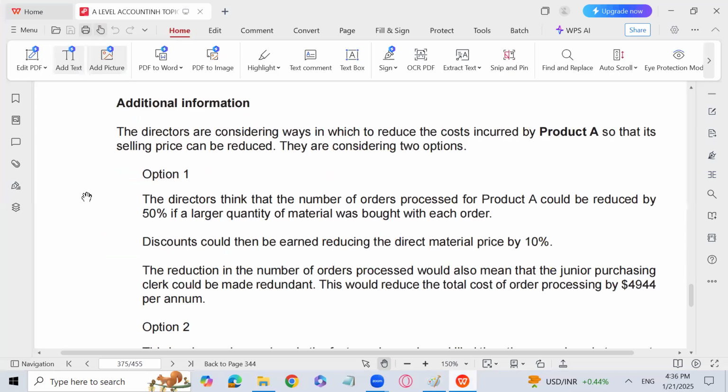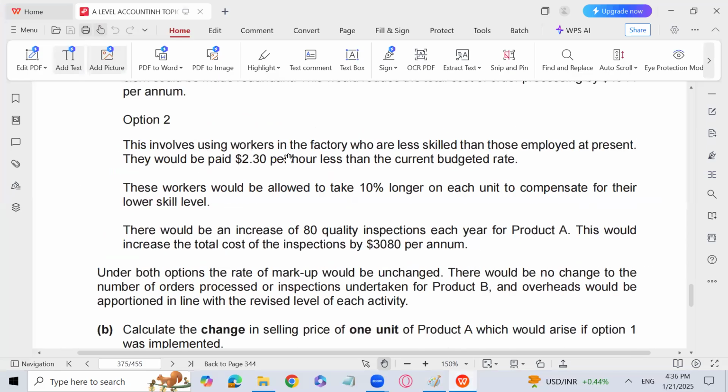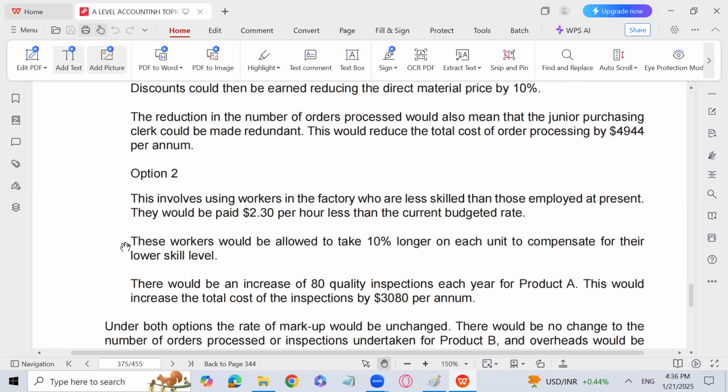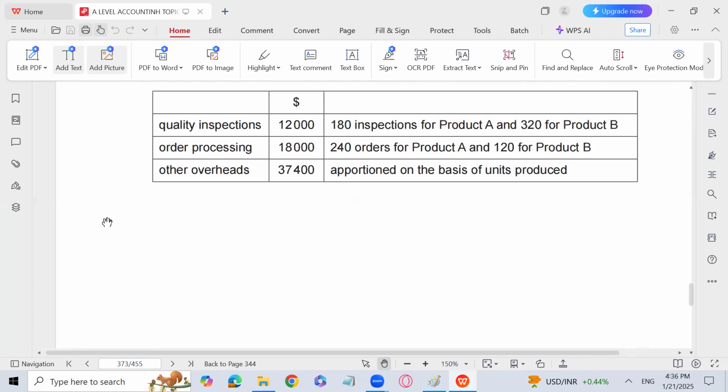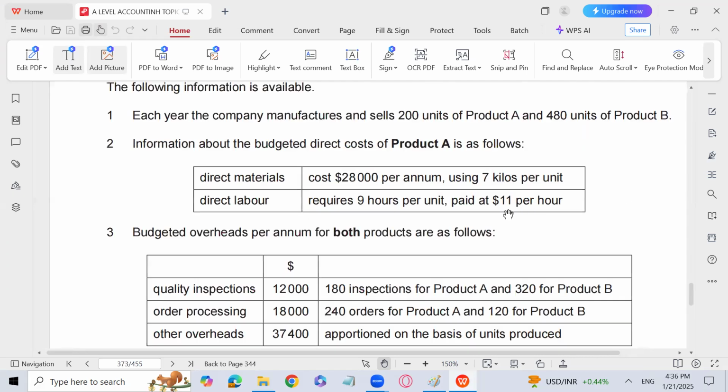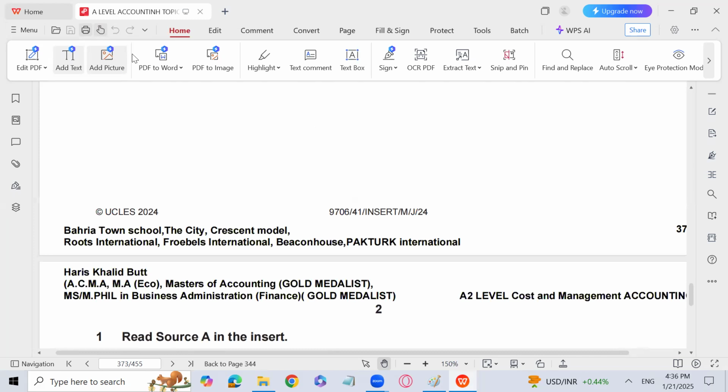Next part, option 2, says this involves using workers in the factory who are less skilled, which means that we are going to make the quality workers redundant, and less skilled workers are hired than those employed at present. They would be paid $2.3 per hour less than the current budgeted rate. So whatever we are paying our factory workers, now we are paying $2.3 less than the budgeted rate. What was the budgeted rate in the past? It was $11, right? Now we are paying how much less?